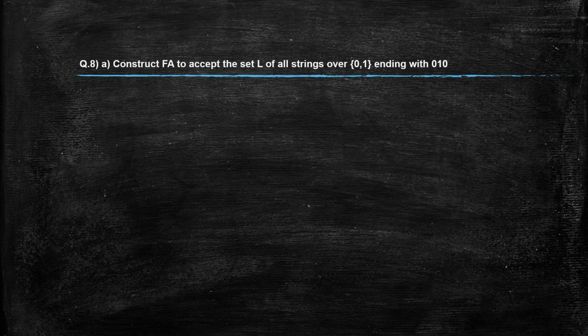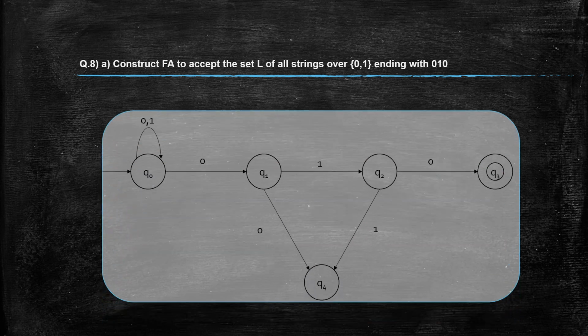The eighth question, part A: construct a finite automata to accept the set L of all strings over 0 and 1 ending with 0, 1, 0. This is the diagrammatic representation of the finite automata that accepts L, all strings over 0 and 1 ending with 0, 1, 0.